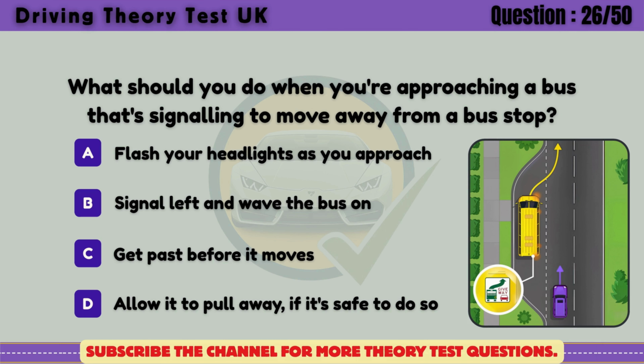Question 26. What should you do when you're approaching a bus that's signaling to move away from a bus stop? Option A. Flash your headlights as you approach. B. Signal left and wave the bus on. C. Get past before it moves. D. Allow it to pull away, if it's safe to do so.